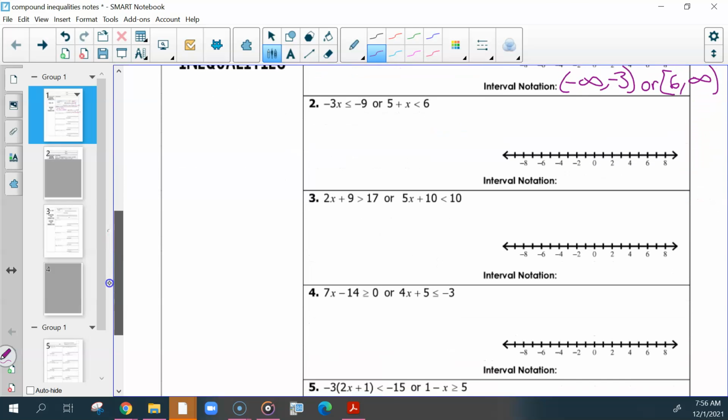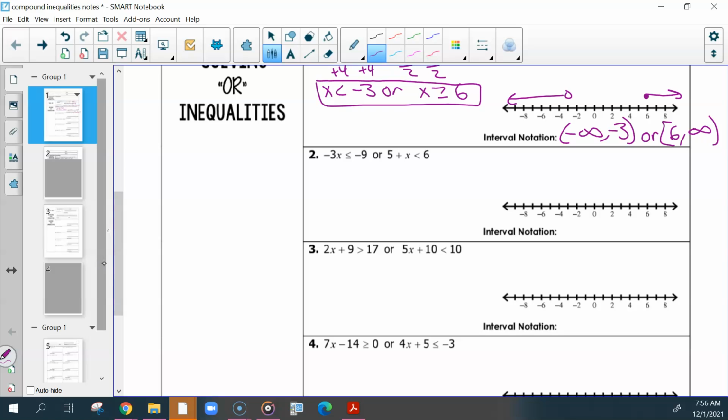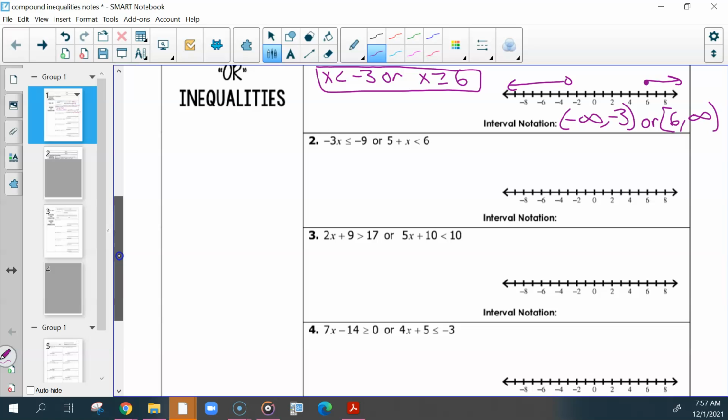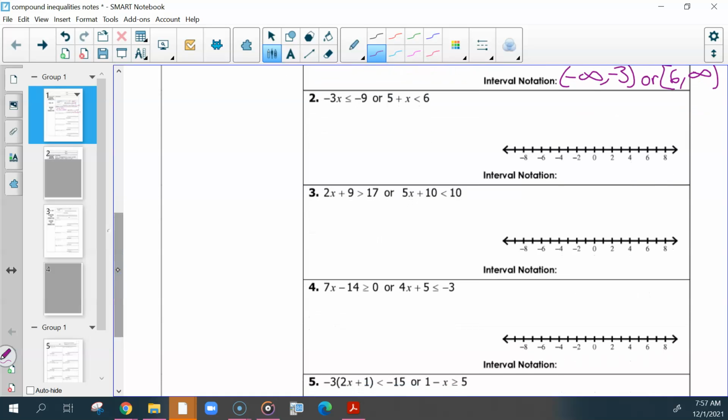What's nice about compound inequalities is that these are simpler inequalities to solve. It's not like you have to distribute a bunch and then solve. They're usually more on the simpler side. So let's do number 3. Again, remember that you are solving these separately. So if you want to completely solve one and then completely solve the other, that's fine.